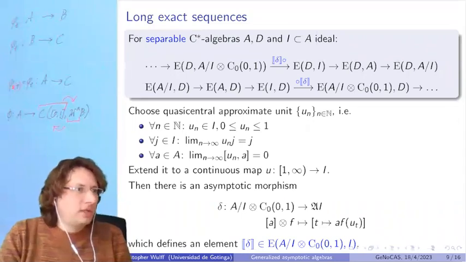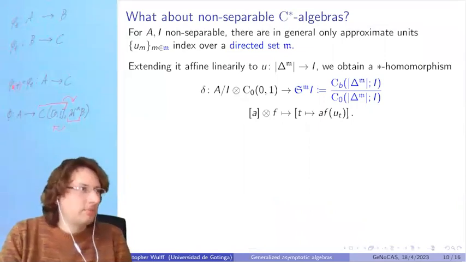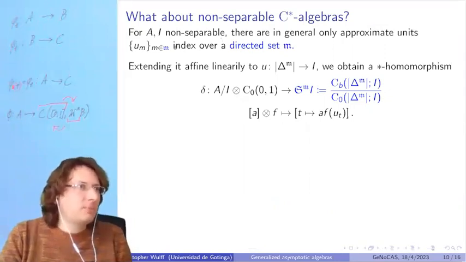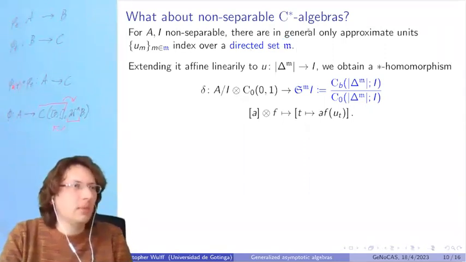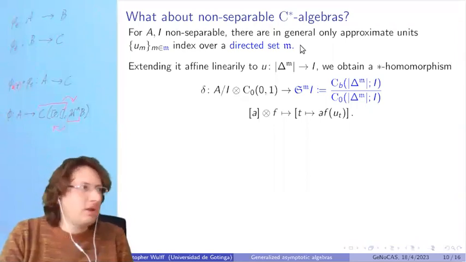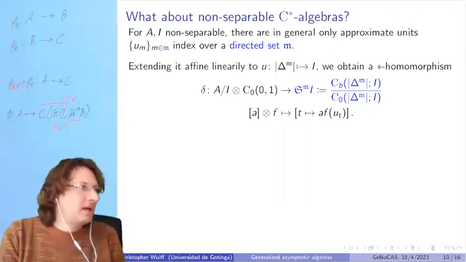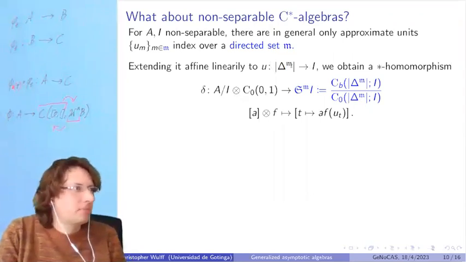Okay, and now what's different if we have non-separable C-star algebras? Well, then the problem is that in general, we don't have sequential approximate units, but our approximate units are now not indexed by the natural numbers, but now they are indexed by a directed set M. So I use this Fraktur M to denote directed sets. And of course, if we have such a net, then we cannot extend it to the ray. But what we can do instead is we can extend it to the geometric realization of the full simplicial complex with vertex set, this directed set M, simply by linear interpolation.